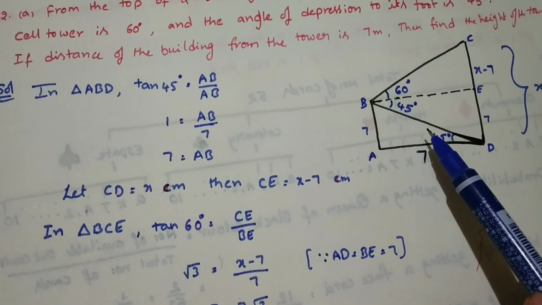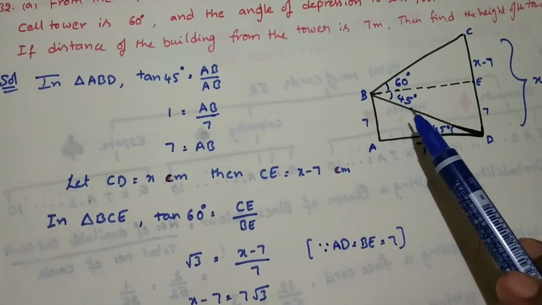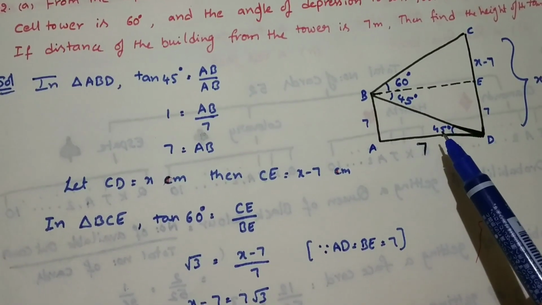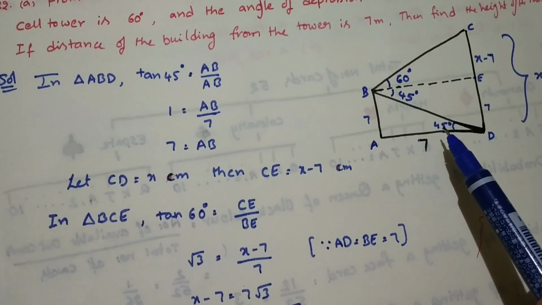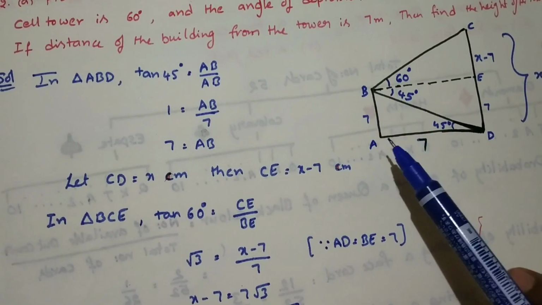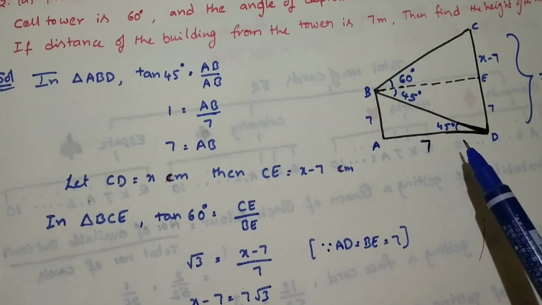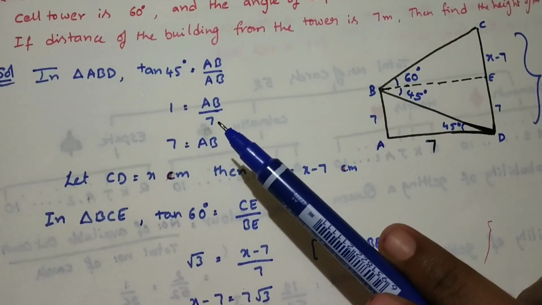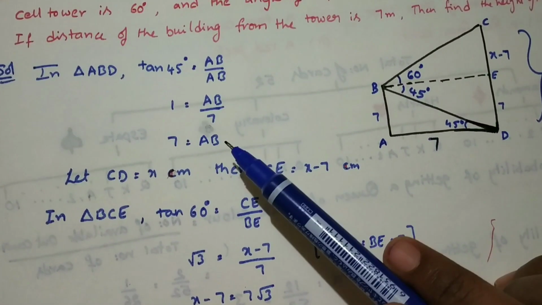First consider triangle ABD. In this triangle ABD, these are parallel lines. This is 45, and alternate angles are equal, so this is also 45. First observe triangle ABD, apply tan 45. Tan 45 is nothing but opposite by adjacent, so AB by AD. AD we know is 7. So AB by AD, tan 45 is 1, so AB you are going to get 7.